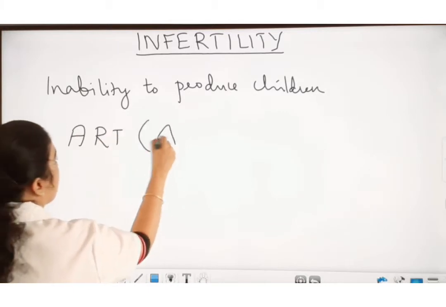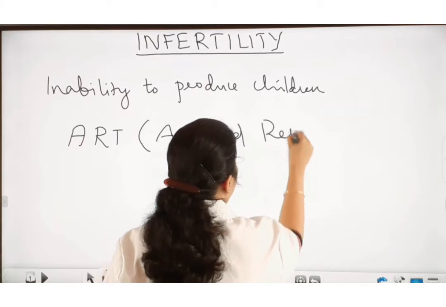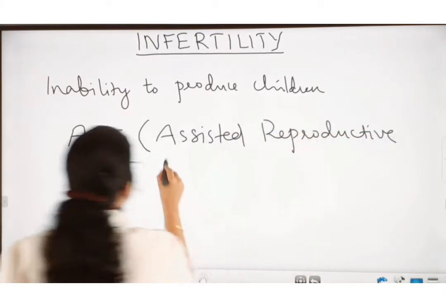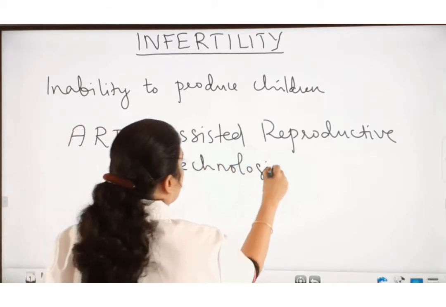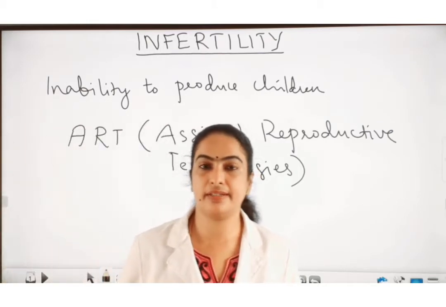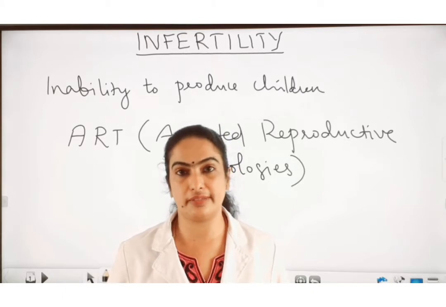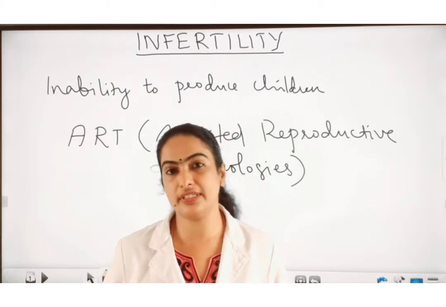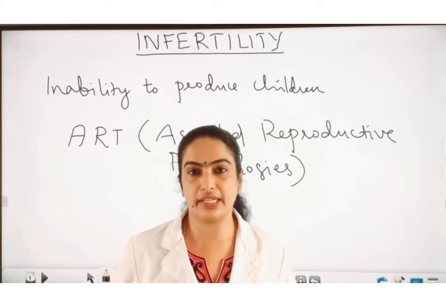ART means assisted reproductive technologies. So through the special technique, the infertile couple could be assisted to have children. Is it clear? And now we can see what are the different types of ART or assisted reproductive technologies.